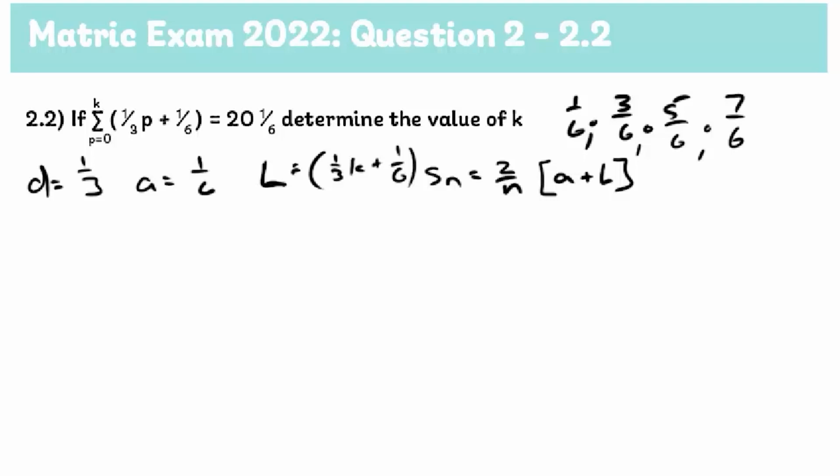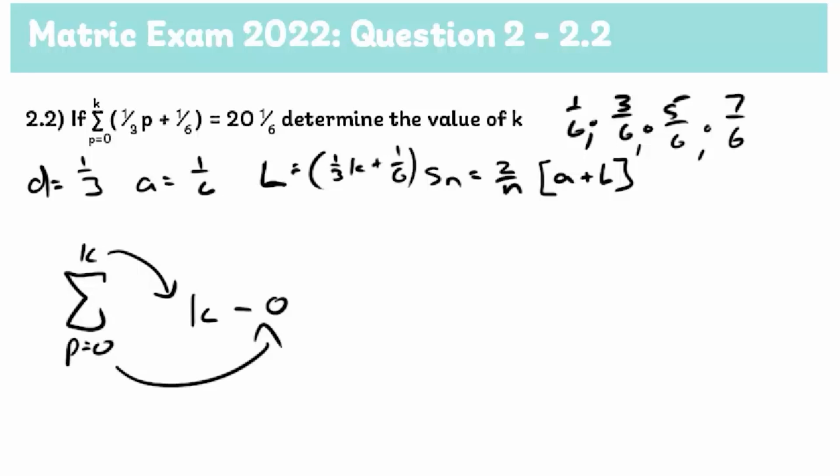We determined the series, we determined it is an arithmetic series, and we determined which formula we're going to use. So step 2 now is to determine how many terms there are. To find the number of terms, we take the top number, which is k. We minus from it the bottom number, which is 0, and then we add 1. And that equals k plus 1. N is equal to k plus 1. That's the number of terms.